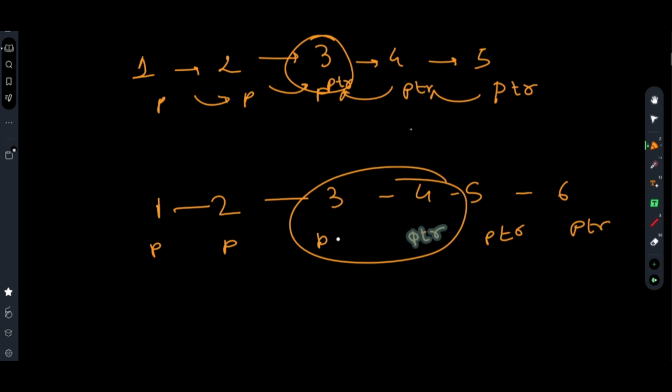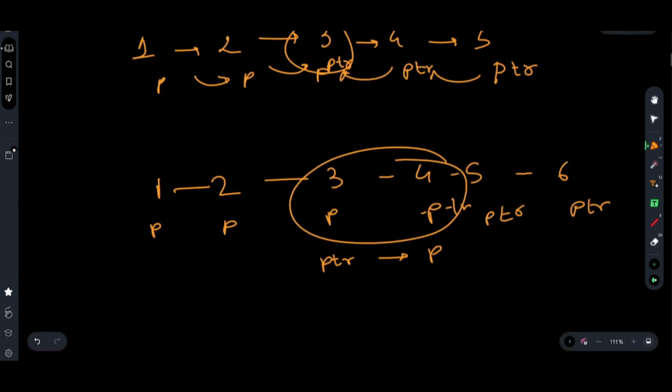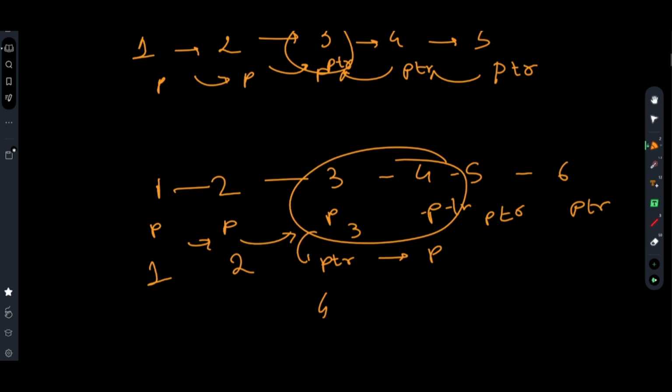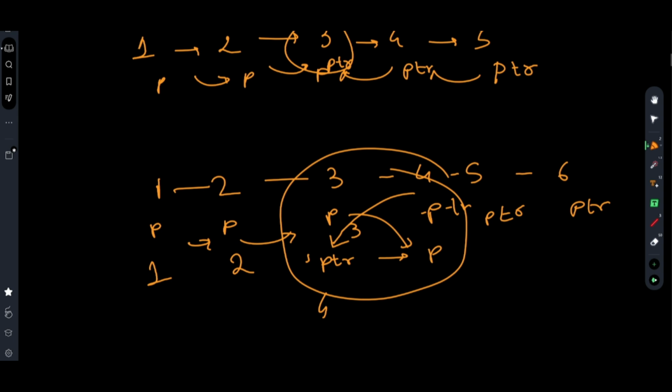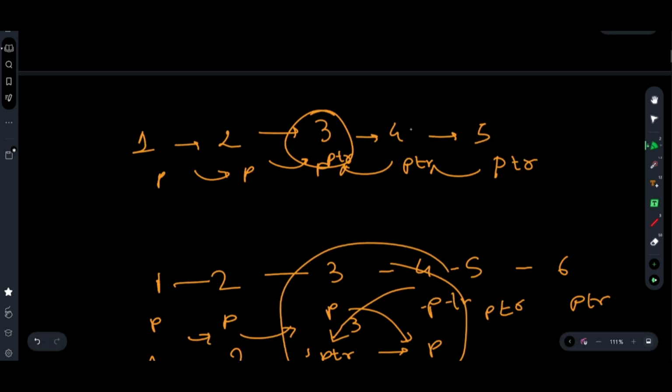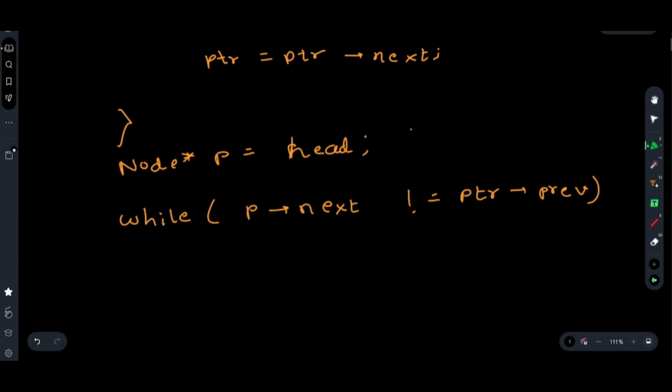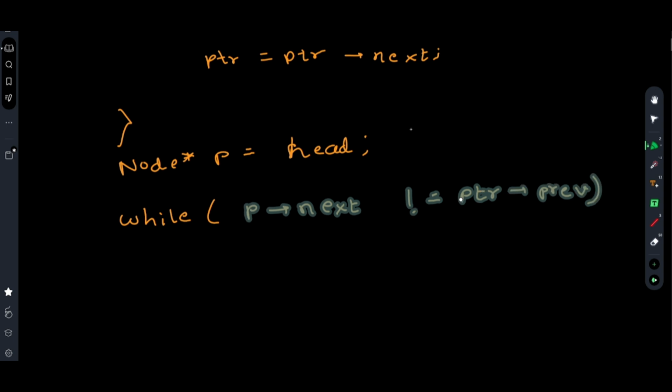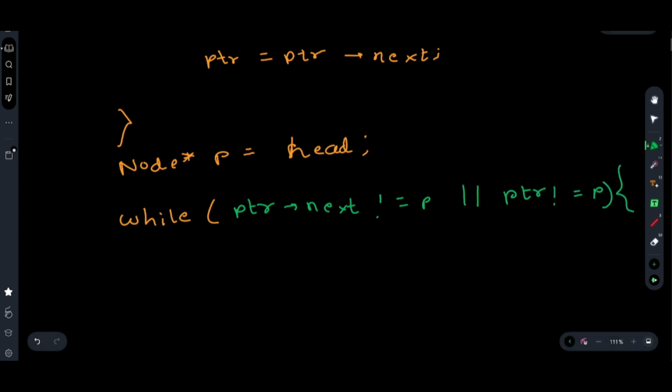It can become PTR arrow next equals P. After this it will become PTR arrow next equals P. This is the fourth step: first step, second step, third step, fourth step. This is the way P is moving. So these are the four situations that can arise, and there are two conditions here. While PTR arrow next is not equal to P, or PTR is not equal to P. These are the two conditions.